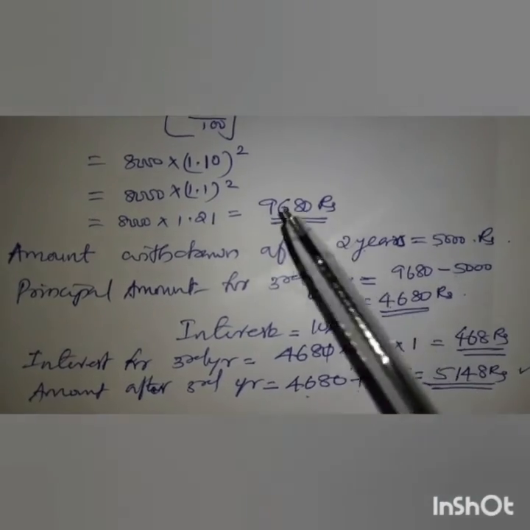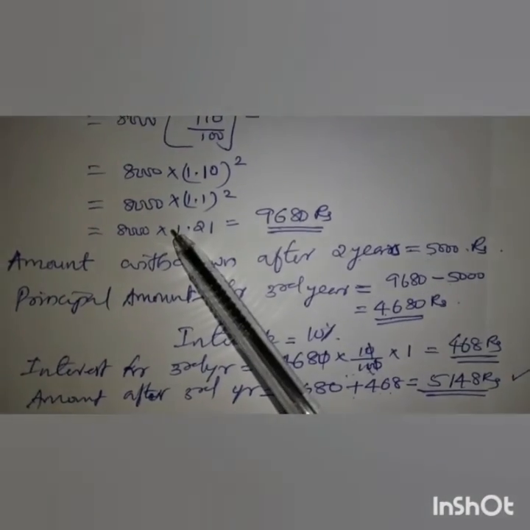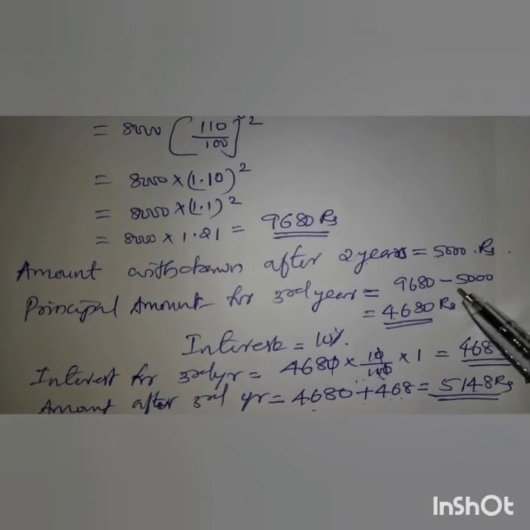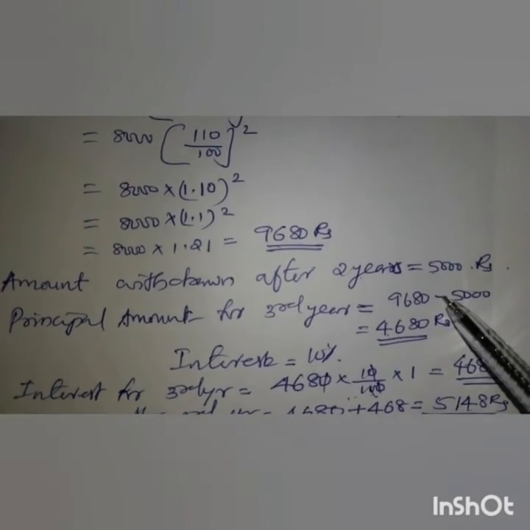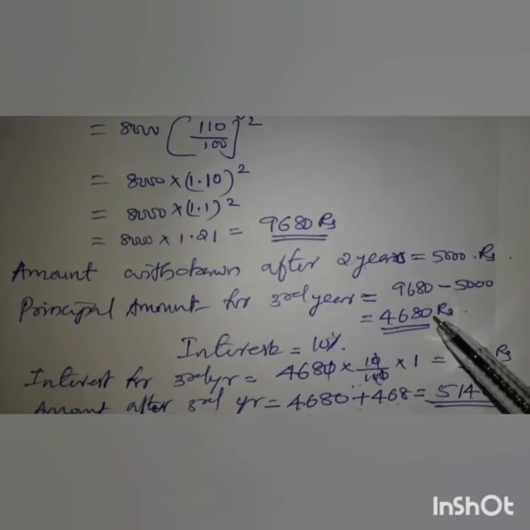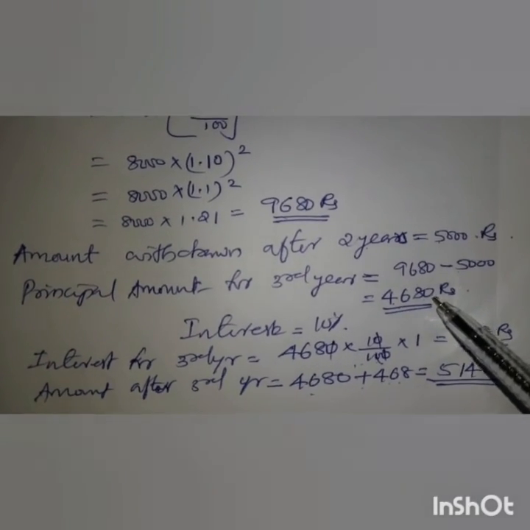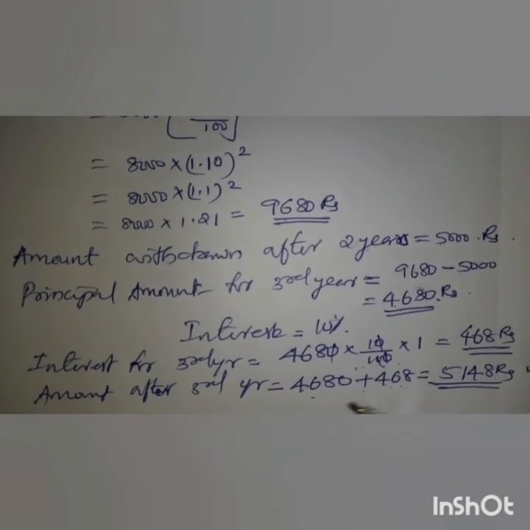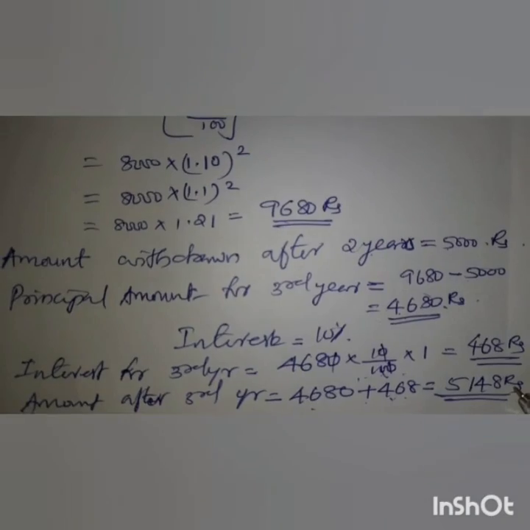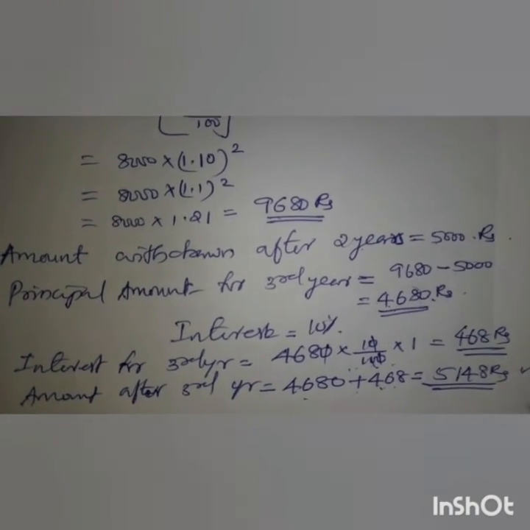So remember this one: for 2 years we calculated compounded annually. Then in the last year, the third year, he withdrew 5,000, and the remaining amount was only 4680. So we calculate the interest for that much amount, and that interest is added. So the final amount after the third year is 5148 rupees.